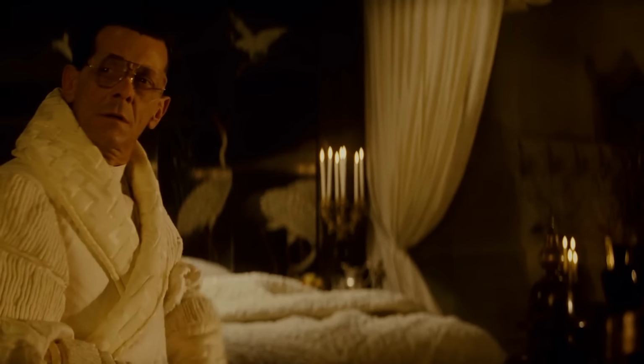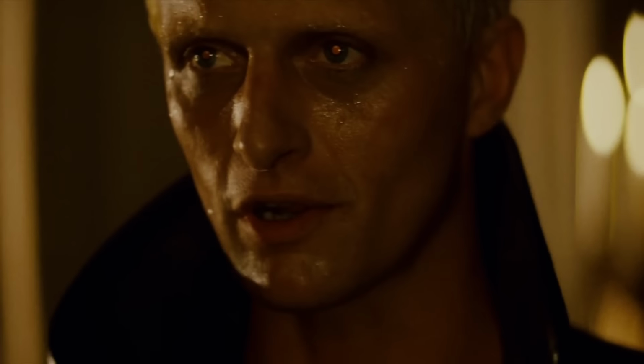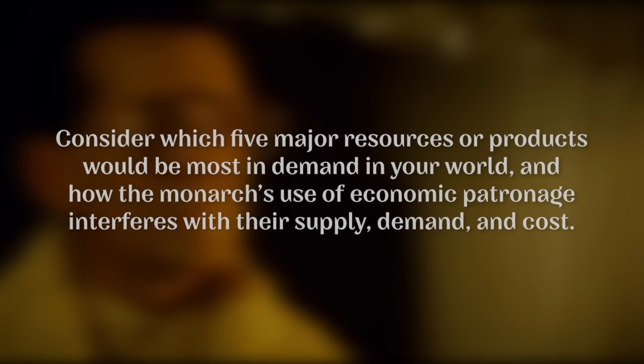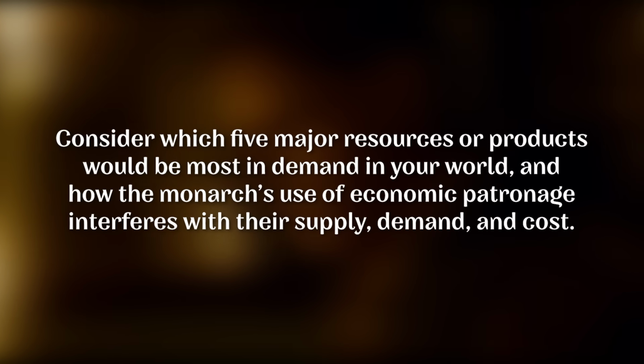In Blade Runner, this was the production of androids, which the Tyrell Corporation has a monopoly on. But the granting of monopolies can undermine the economy. That is important to understand. Consider which, say, 5 major resources or products would be most in demand in your world, and how the monarch uses economic patronage to interfere with their supply, demand, and cost.